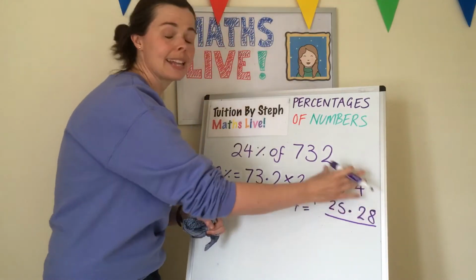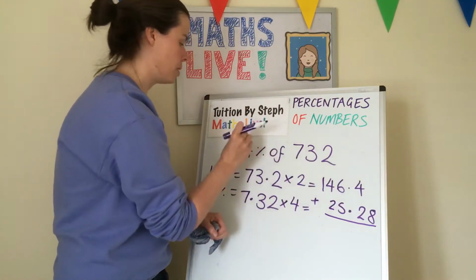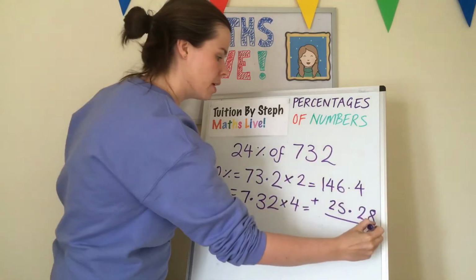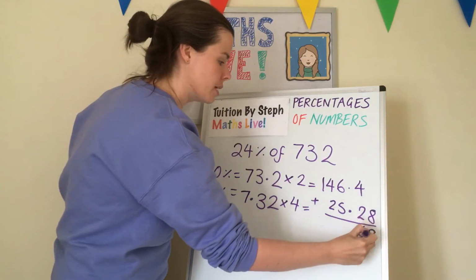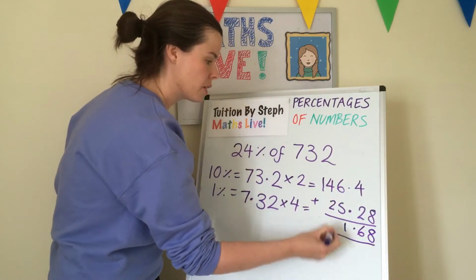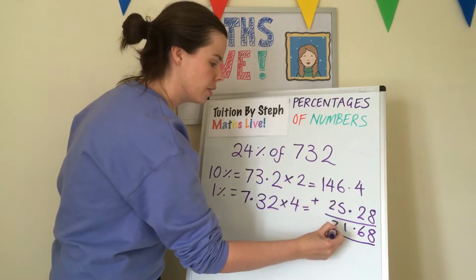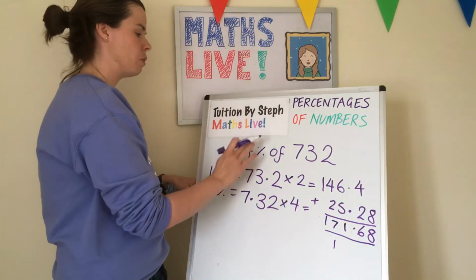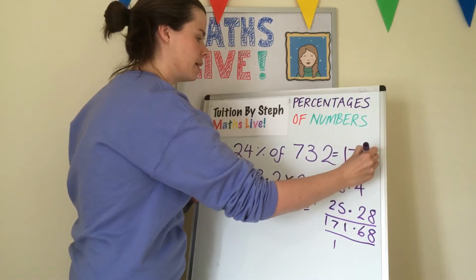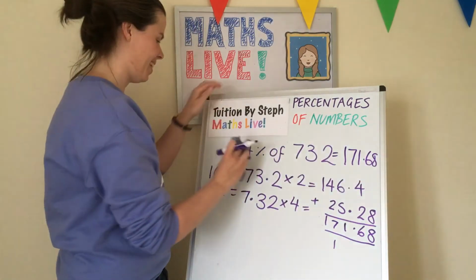You need to add these two because you've got your 20%, you've got your 4%, add them together and you'll get 24%. So 8, 4, 5, 6, 6 plus 5 is 11, 4, 5, 6, 7. So 24% of 732 is 171.68. Okay, I'll show you another one.